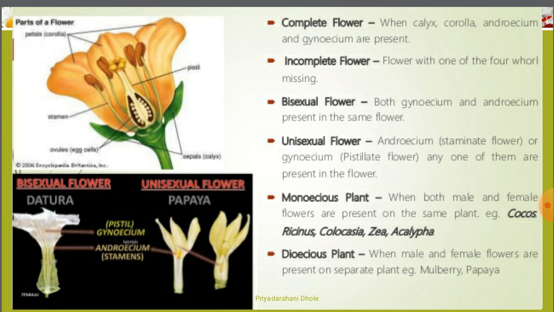Next is a monoecious plant, when both male and female flowers are present on the same plant. Examples are Ricinus, Zea, and Cocos. Next is a dioecious plant, when male and female flowers are present on separate plants. Male flowers are on one plant and female flowers on the other plant. Examples are mulberry and papaya.